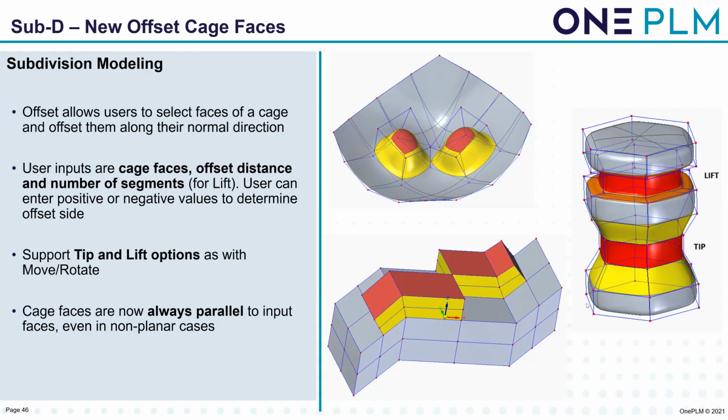So next we've got a new offset cage faces command. It allows users to select faces of a cage and offset them along their normal direction. User inputs are cage faces, offset distance, and the number of segments when we use a lift, which is like a straight up value. Enter positive or negative values to determine the offset side. It supports tip and lift options as with move and rotate. Cage faces are now always parallel to input faces, even in non-linear cases. So you can see you just drag those up. It's just a better way of doing a lift.